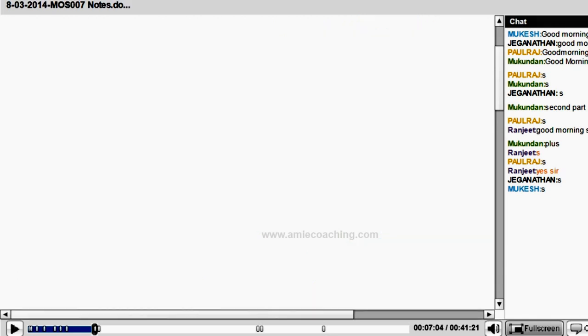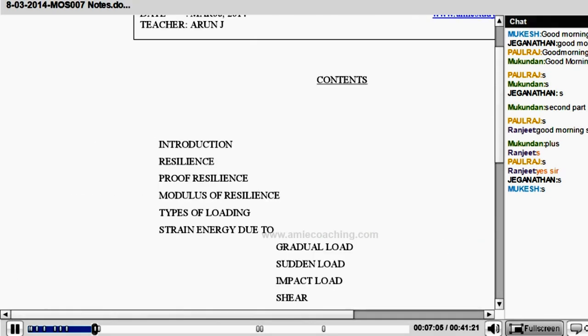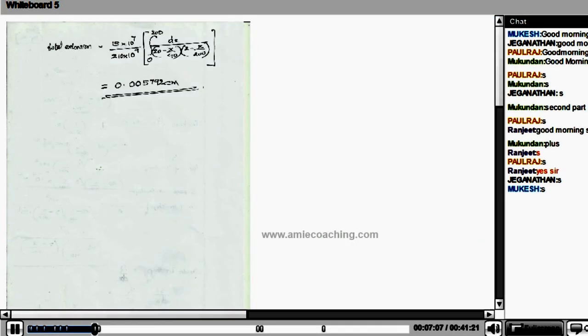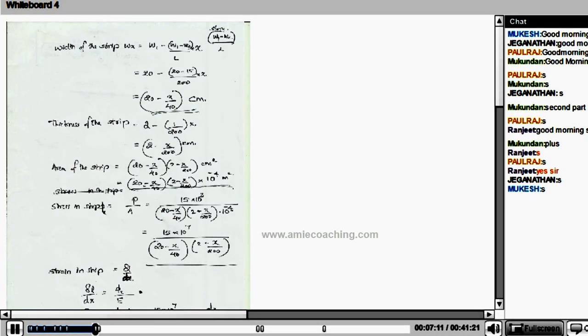And finally you have to integrate. So I shall send you that solution. Here we will get the equation like this. Stress in the strip is equal to this much, and then the strain in the strip can be found out. And finally you will get the delta L. To get the total deflection, you have to integrate from 0 to 200. Okay, so that is on the next page.